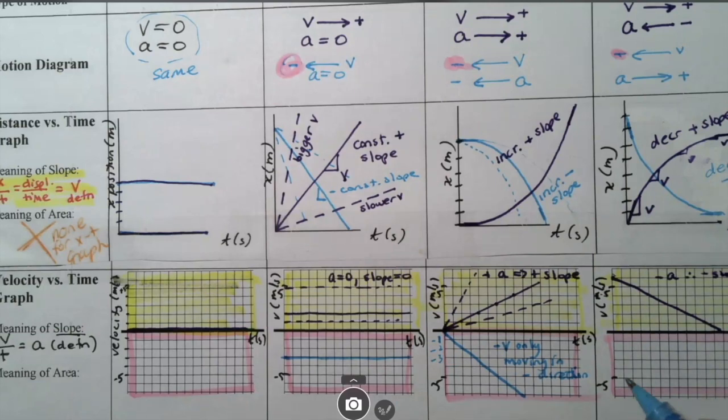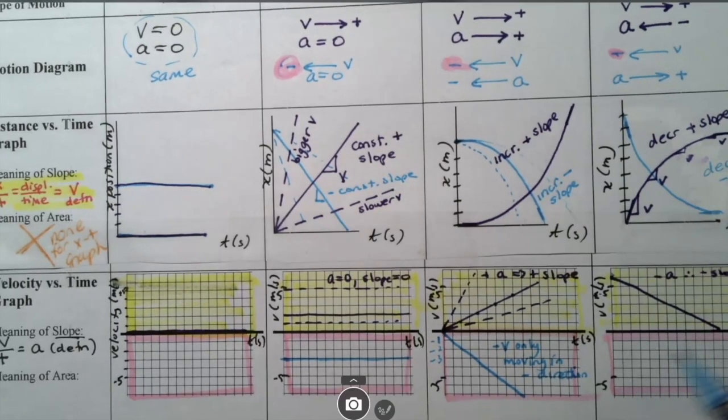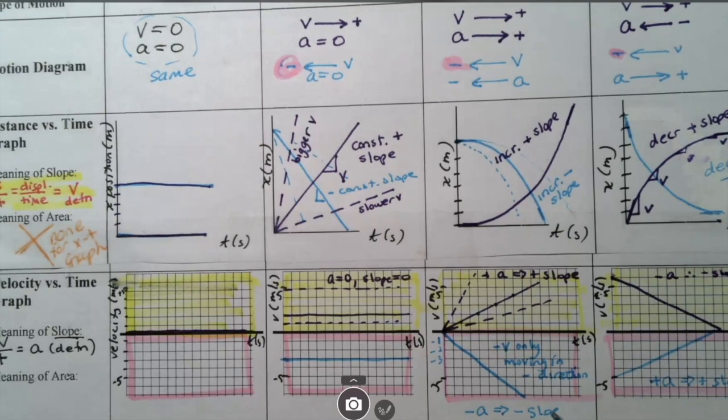If I'm decreasing speed, I need to have a positive slope and a negative velocity. So negative velocity is down here. Positive slope is going back this way. So we have a positive acceleration means positive slope. Just like here, negative acceleration meant negative slope.